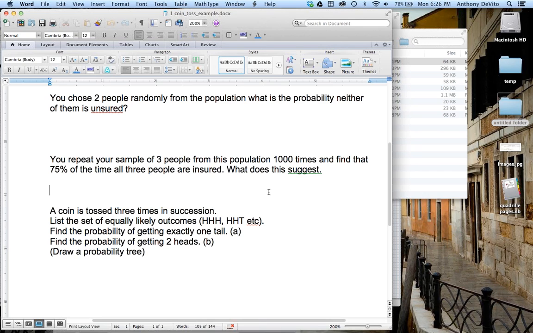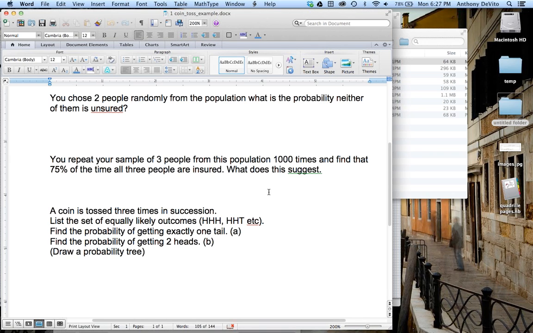Now, let's think about this. Before we said, what's the probability of getting 3 people that are insured? That was 0.8 times 0.8 times 0.8. Anybody figured that out on a calculator? What was it? Yeah, about 50%, 51%, right? 0.51. Let's say that you did that 1,000 times. You took 3 people, and you looked at how many of them were insured. Took another 3 random people, how many of them were insured. Took another 3 people, looked at how many of them were insured. Did it 1,000 times, and you found that 75% of the time, all 3 people were insured.